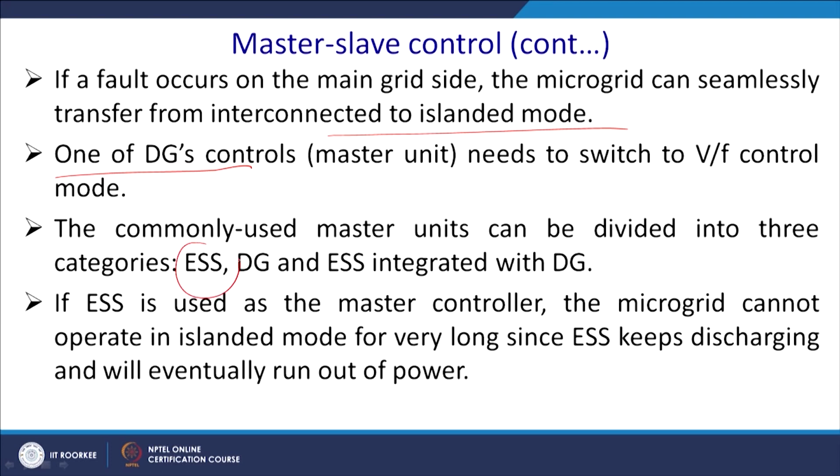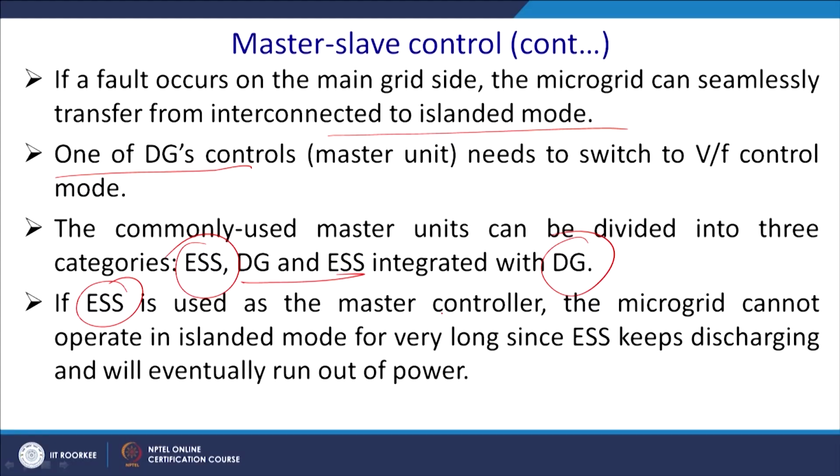It can be the energy storage element, a battery bank, DGs, or ESS integrated with the DG, mostly solar and sometimes a battery bank, because solar may not be available at night. So, for this reason this configuration is preferred. Also, if you have an energy storage element and somehow the battery lifetime is less, then this mode is not suitable. So the combination of DG and ESS is chosen for the master controller.